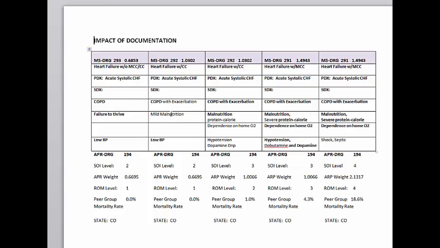And then here they develop COPD with exacerbation. It can increase their DRG, but their SOI and ROM stayed the same. But here you can see as more severe documentation gets added, their risk of mortality, severity of illness, and their DRG increase and go higher. So that is why documentation is so important.